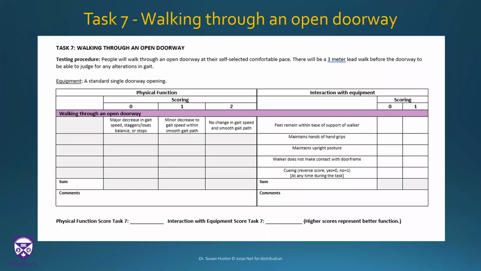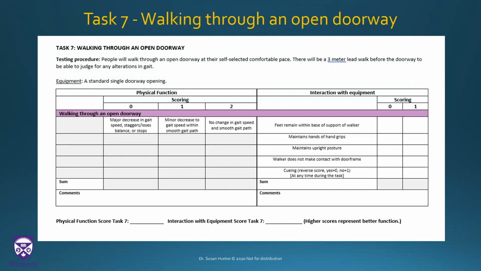Task 7 is walking through an open doorway. And this is related to challenging vision. Are they able to appropriately judge distances for themselves and door frames? We just need an open door to have people walk through. We want to start the person 3 meters before the doorway and then have them walk through the doorway. If they can walk through the door without any change in gait, and it's a nice smooth gait, then they get full marks. We then look at minor decreases in gait speed, but it's still smooth. 0 marks is if there's a major decrease in gait speed, they stagger, they lose their balance, or they stop.